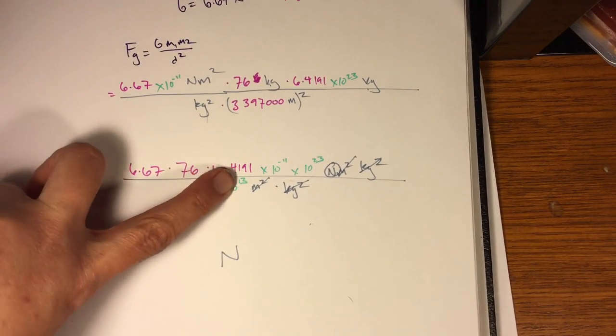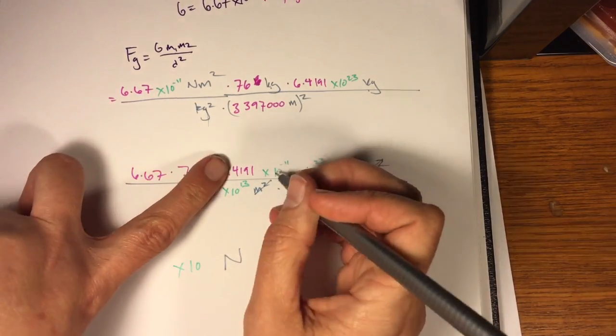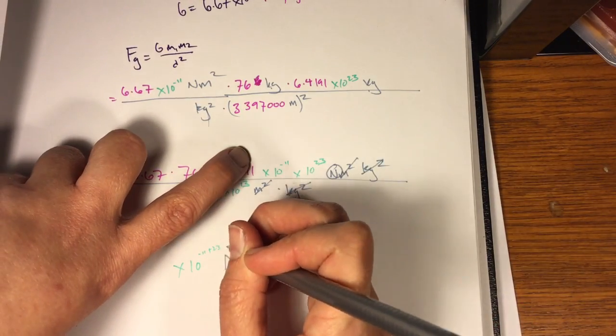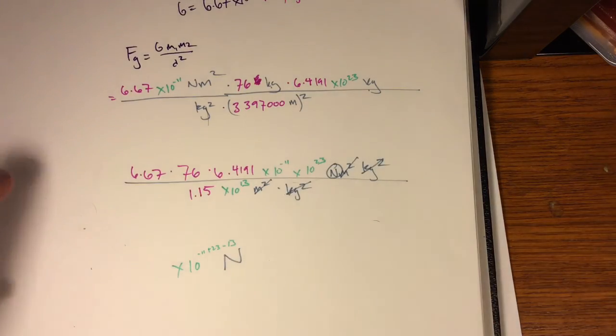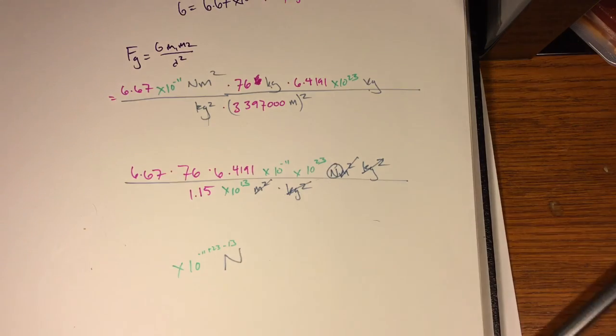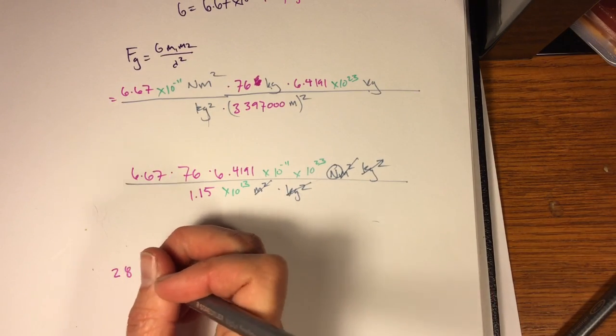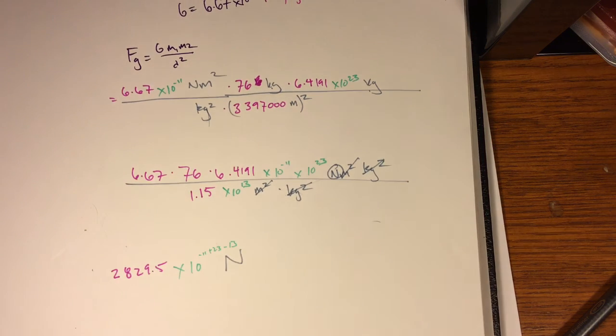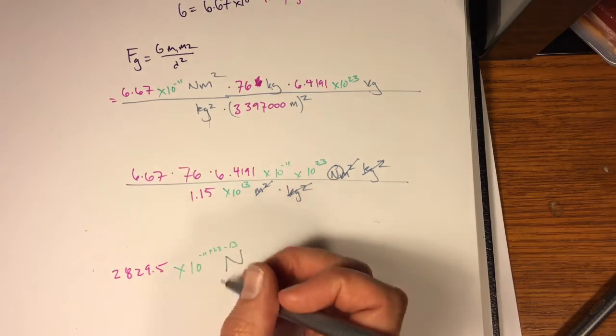That's good. I can do my 10 to this. It's going to be times 10 to the negative 11th plus 23 minus 13. Then I'm just going to multiply these out and divide by 1.15. So on the calculator, 6.67 times 76 times 6.4191 divided by 1.15 is a giant number. Okay, well, it's not super giant. So you end up with 2829.5 times 10 to the 23 minus 11 minus 13, times 10 to the negative 1.